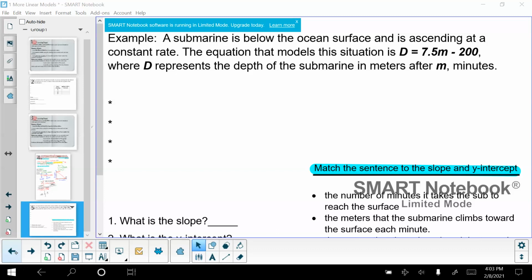So we're going to start again with the three reads. It says a submarine is below the ocean surface and is ascending at a constant rate. The equation that models this situation is D equals 7.5 m minus 200, where D represents the depth of the submarine after m minutes. Okay, now if we're going to think about what that is, you just have a submarine way down deep below the surface of the ocean and it's coming up to the surface. That's basically what that is.